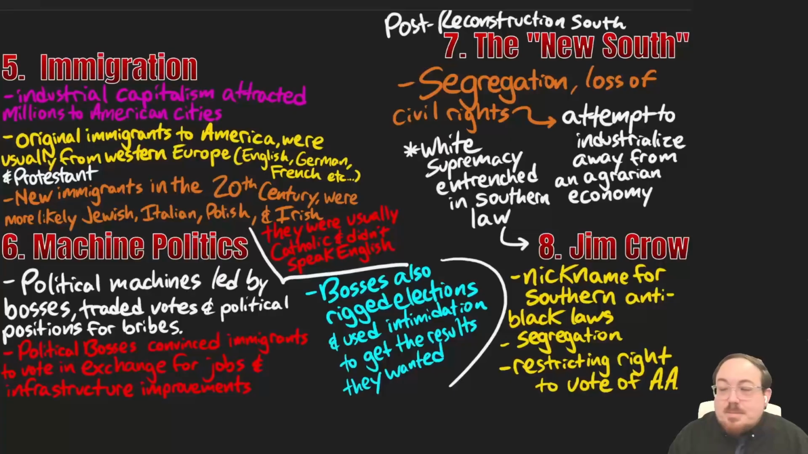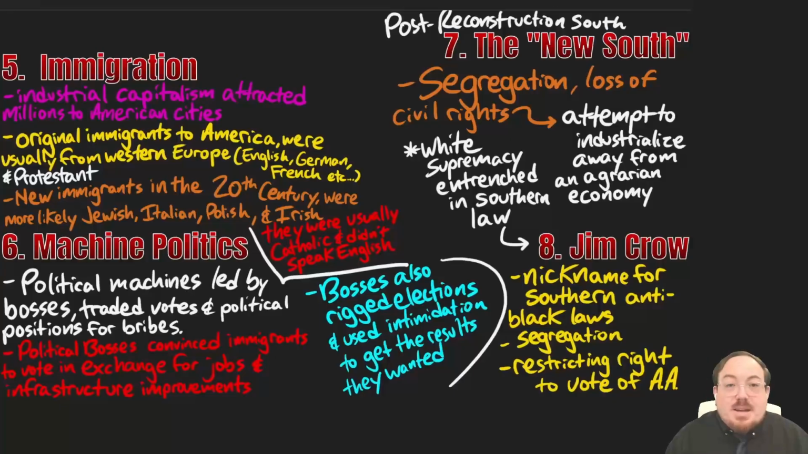You also have white supremacy being entrenched into the law, even though you were supposed to have things like equality under the law with the 14th Amendment, and these formerly freed slaves are supposed to be able to vote. But these former Confederates, after they're pardoned by Andrew Johnson, will go in and strip away a lot of these rights. And the nickname for these laws that limit African American rights, that create segregation, is Jim Crow. Again, Jim Crow is not a person; it is the nickname for these laws.